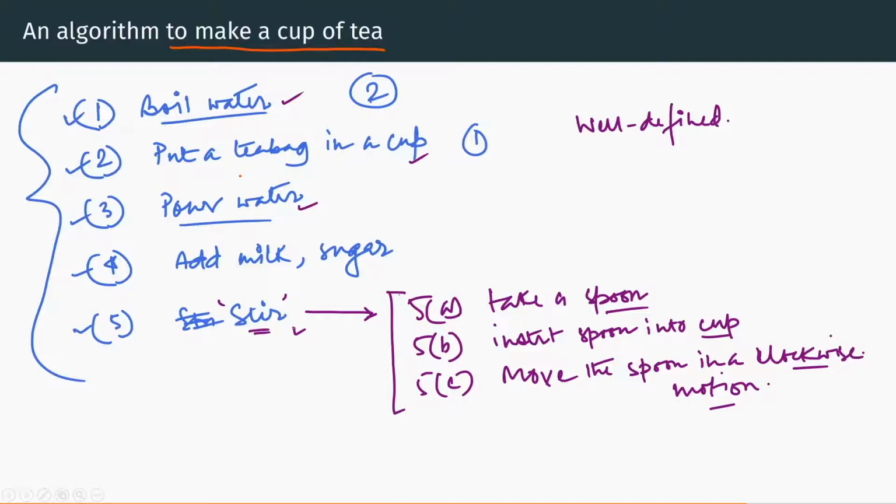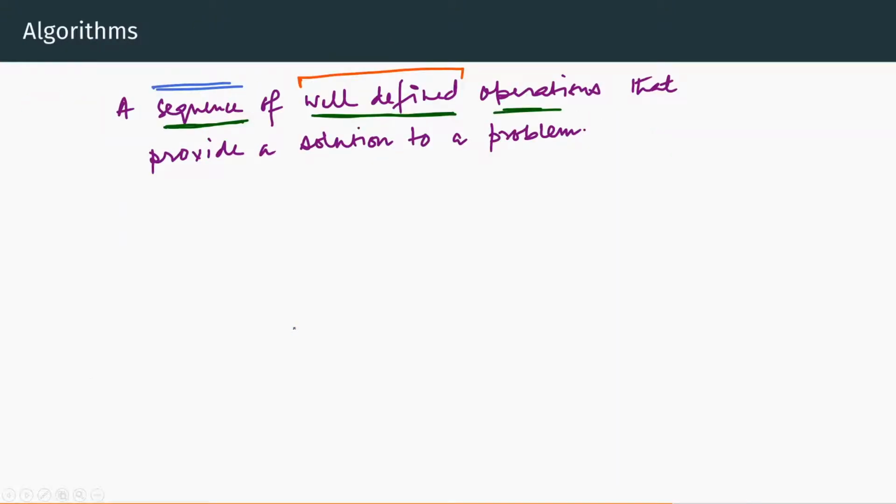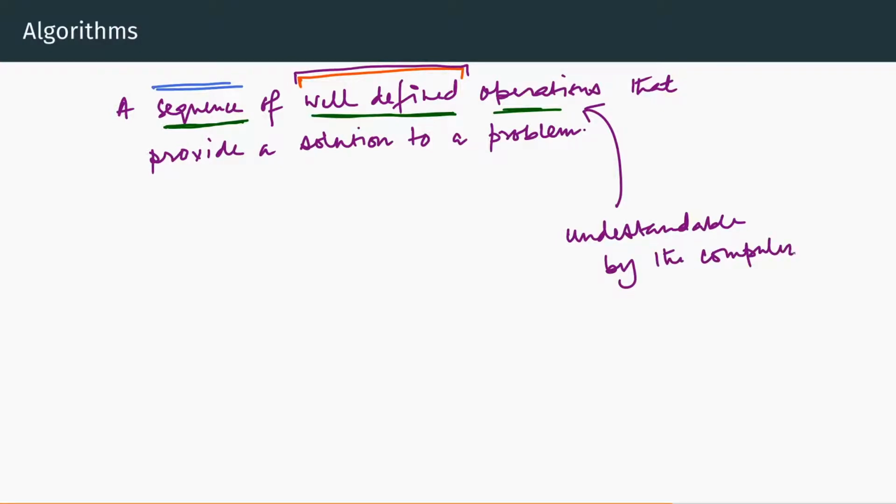So what I mean is, when you are creating an algorithm for solving a problem which you then feed the computer, when you are taking the help of a computer in order to solve a problem, you have to make sure that the operations that you give are well defined in the dictionary of the computer. So these operations must be understandable by the computer, right? So that's one of the most important things of algorithms.